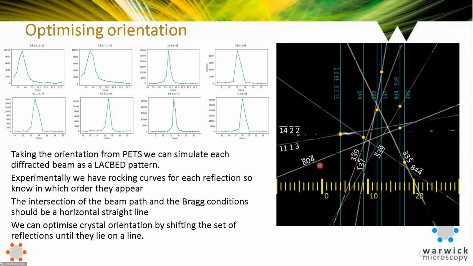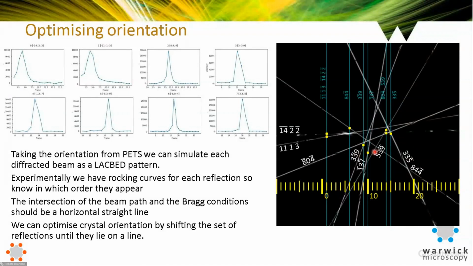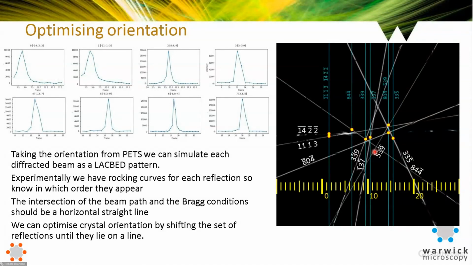We can actually optimize the orientation by taking this whole set of reflections and just shifting them backwards and forwards. So we know that this one always appears 4 frames after that one, but we'll just shift it backwards and forwards until we find the best fit. That's the result here. This is the best fit to a horizontal straight line that I can get with these reflections corresponding to where their Bragg conditions are. You can see if I go a little bit further, then things get worse. So we can use that to optimize orientation.